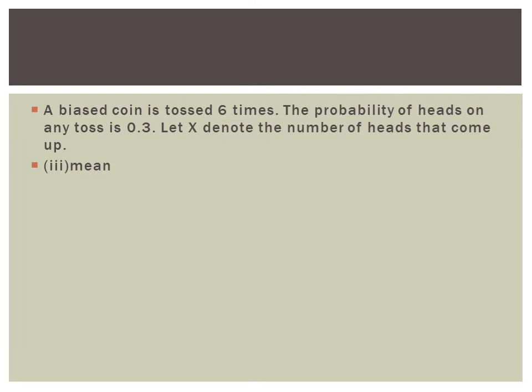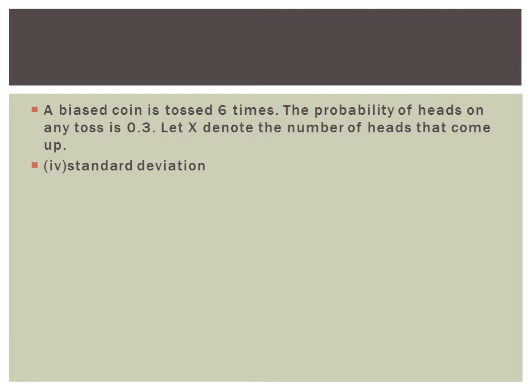And then we'll calculate the mean of the result. Since this is a binomial distribution result, the mean is equal to np, where n equals 6 and p equals 0.3. So the result will be 1.8.